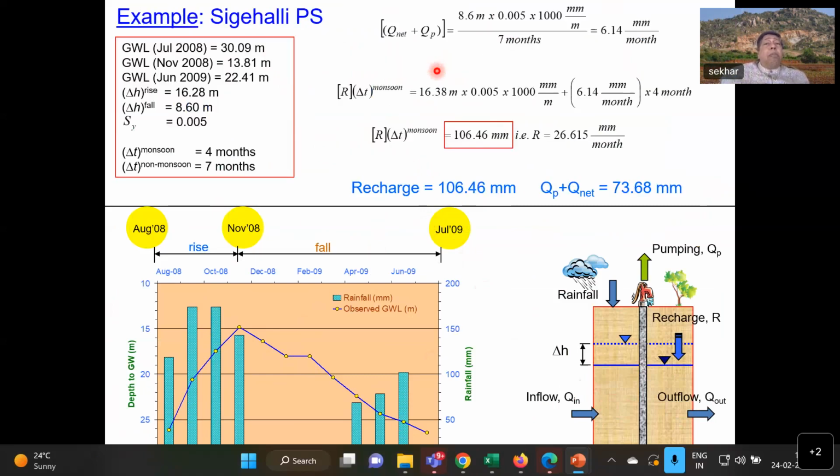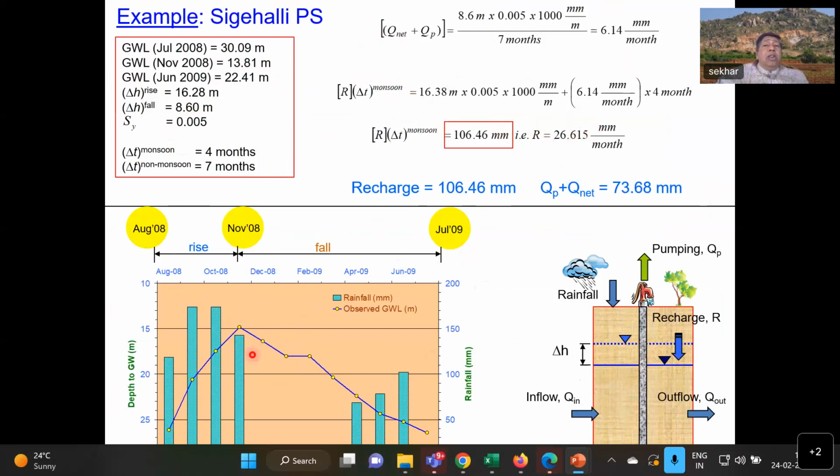So you will see an example like this. You say that delta H rise is so much, delta H fall is so much. That means this has happened in 4 months. This happened in 7 months. You have an SY of about 0.5%. Again, I want to tell you that the SYs in rocks are about 0.5%. If you are going to alluvium, you can use it as 1%, 1.5%, and so on. And then use these two equations. So I got a QP and QNet in this equation. You can get the recharge from this and say, this is my recharge.